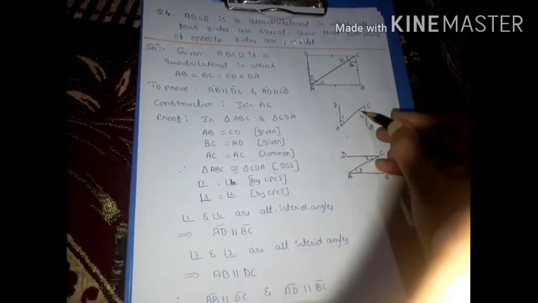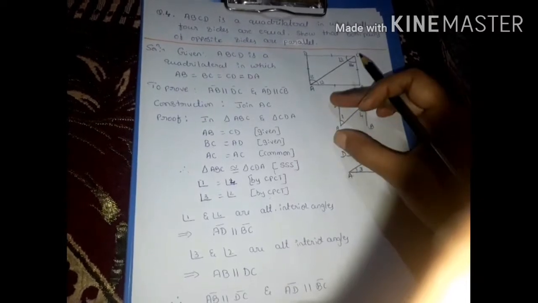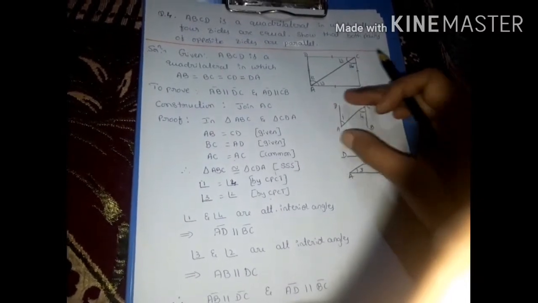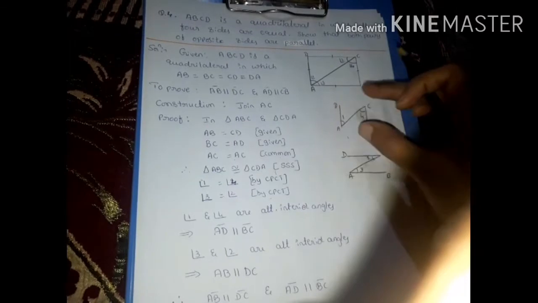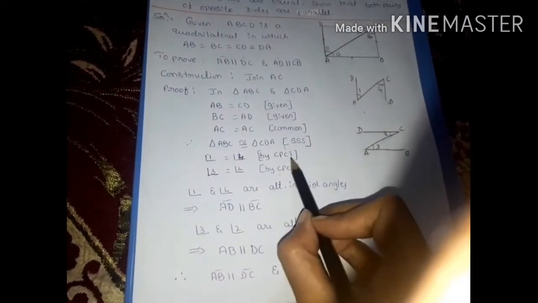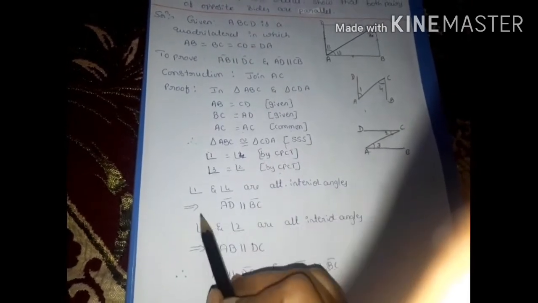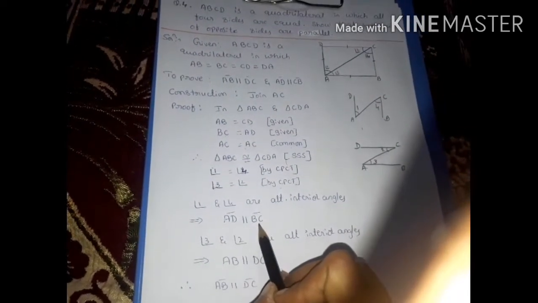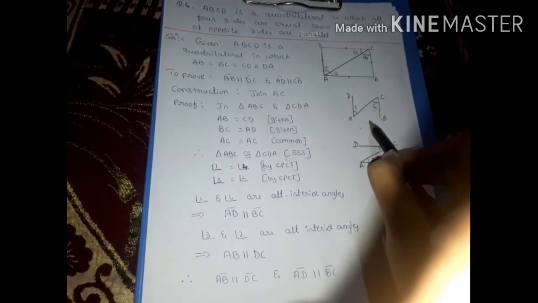Here we showed alternate angles are equal, then the sides are parallel to each other. Which lines are parallel here? AD is parallel to BC. So we can write, angle 1 and angle 4 are alternate interior angles which are equal to each other by CPCT, which implies AD is parallel to BC.